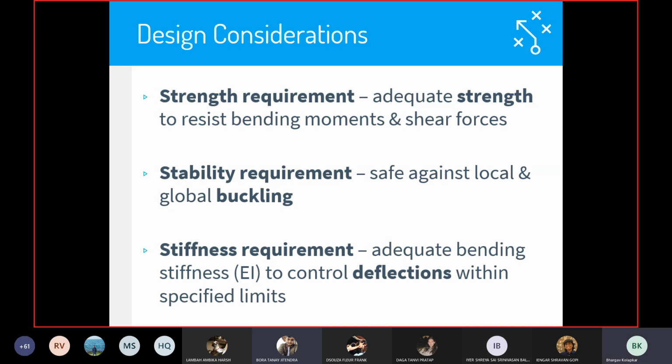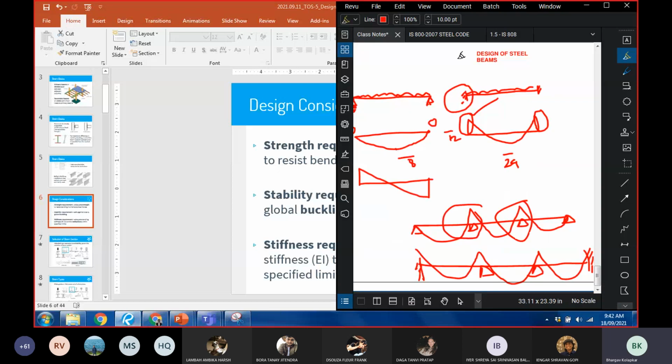So see, buckling occurs whenever there's compression. Okay. So is there compression in beams? Beams have bending and shear, right? Do beams have compression as well? The top flange might have compression. Someone else want to add anything? Okay, the question is, is there compression?